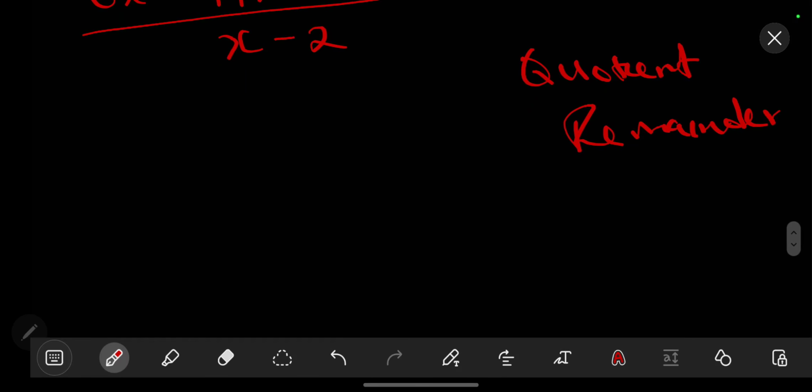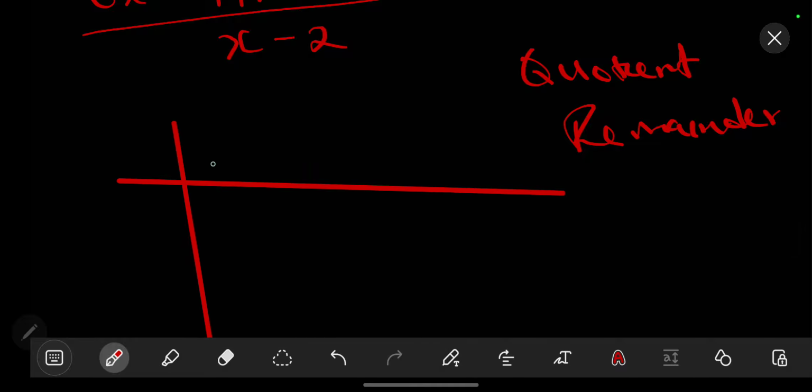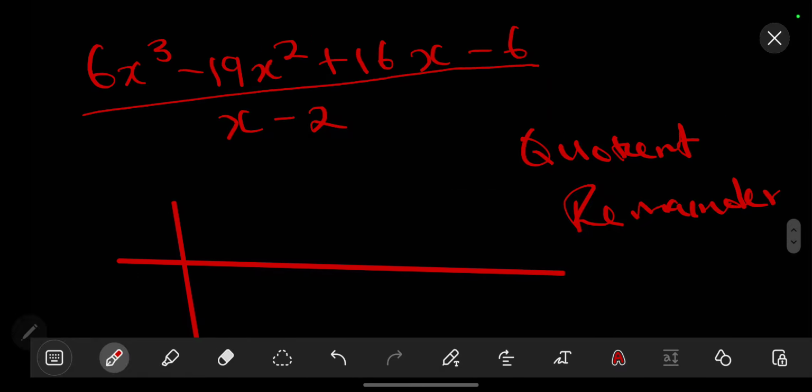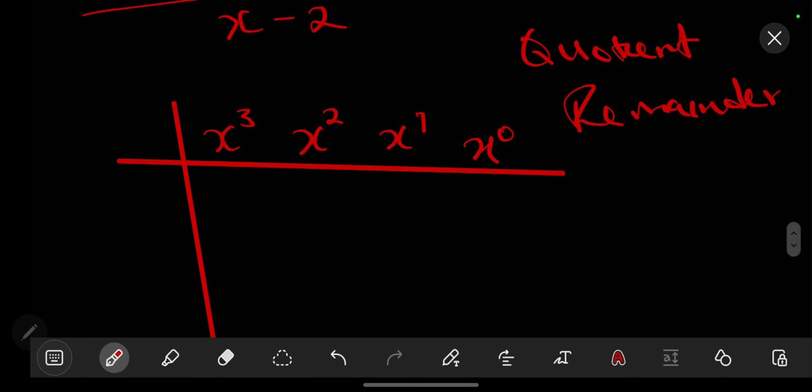So this is how we do it. We are going to draw something that looks like this. Then here, we are going to look at our highest power. It's x to the power 3. So we are going to put x to the power 3, reducing to x to the power 2, x to the power 1, then x to the power 0, like that.